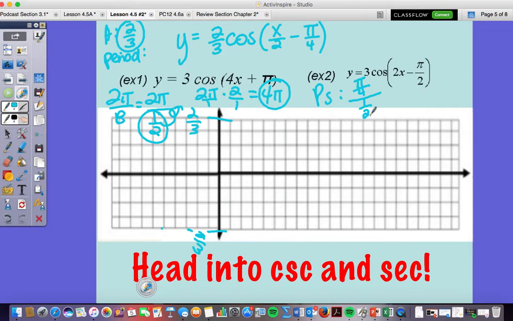Add 9 pi over 2. This doesn't give you more. And then you just got to divide by. That's tough. But you've got to have the same.